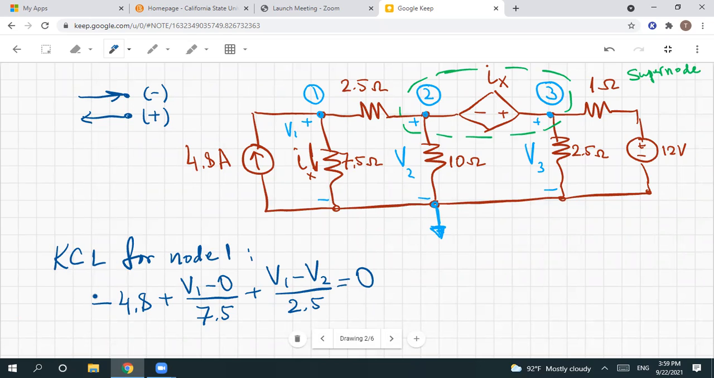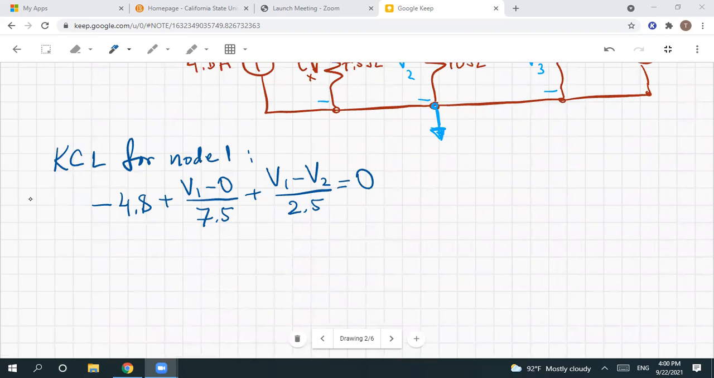So any questions about KCL for node 1, please? Any questions for KCL about node 1? No, not from me. Is it clear? Let me hear your responses, please. Yes or no? Yes, sir. Yeah, it's clear. Yes. Yep. Okay. So now we need to write KCL for the supernode. So KCL for the supernode.